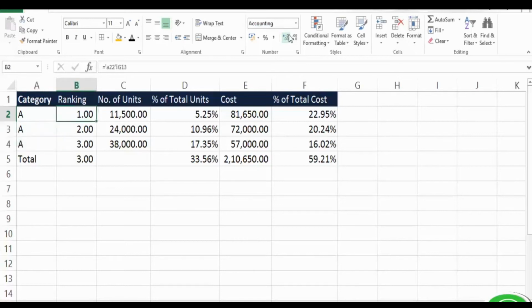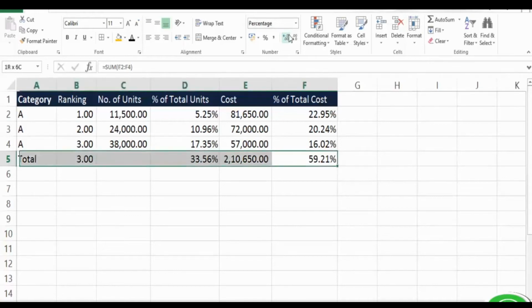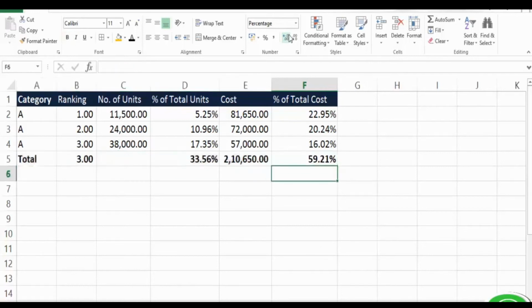Okay, and there are 3 items basically, and if you look at the percentage of total units, it is 33.56, and in terms of cost they are 2,10,650, and the composition, the percentage of total cost, is 59.21%. This is more important. Now let's move on to the items which are classified under category B.